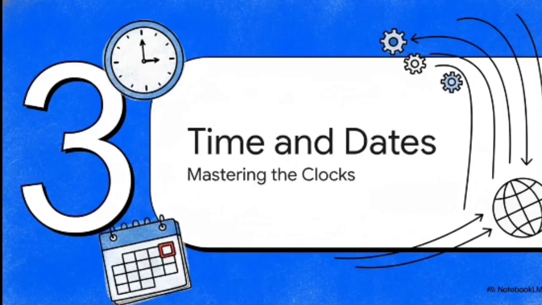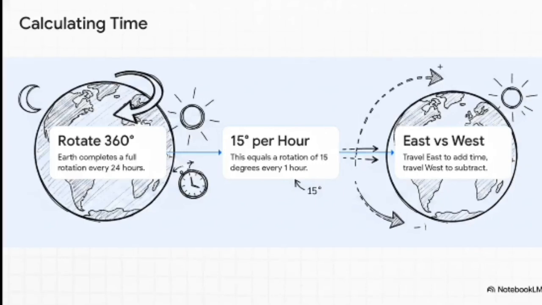Which brings us to section 3. Mastering time and dates. This is honestly one of the most fascinating features of the geographic grid. These invisible vertical lines aren't just for location. They literally control the clocks on our walls and the calendars on our desks. Time calculation follows a really specific mathematical logic.